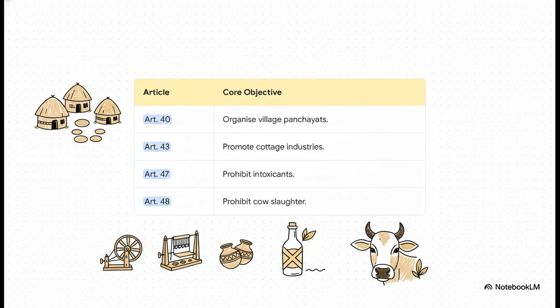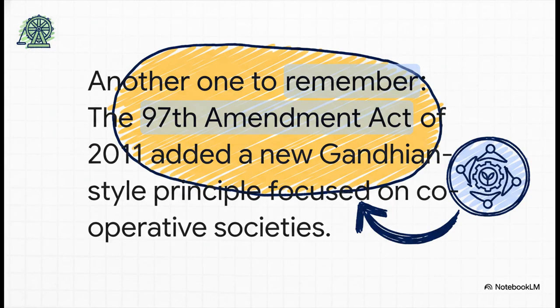Then you have Article 43, which champions cottage industries to support rural life. And of course, Articles 47 and 48 reflect those core Gandhian ideas on public health and animal welfare. And hey, just like with the socialist principles, there's another key amendment you need to flag here. This time, it's the 97th Amendment from 2011, which added a new principle right in line with Gandhian thinking, focused on cooperative societies.